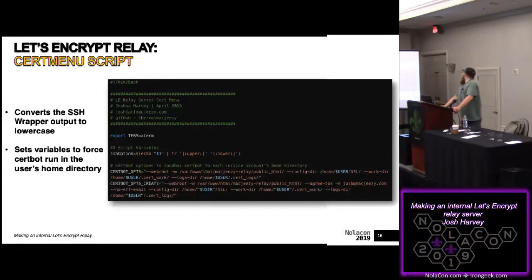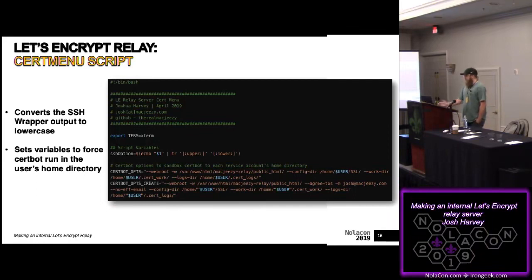So let's take a look at the beginning of the cert menu script. This is how it takes the output of the SSH wrapper and processes it for use. We can see the original SSH command is converted to all lowercase, and it's saved to a variable. This variable in this example is SSH option, and it's being converted to lowercase to make the case statement, which I go over in the next slide, a lot simpler. It takes out a lot of margin for errors. You can see the certbot variables being set on the lines below. This allows certbot to run in each user's home directory, creating a sandbox just for their SSL certs.